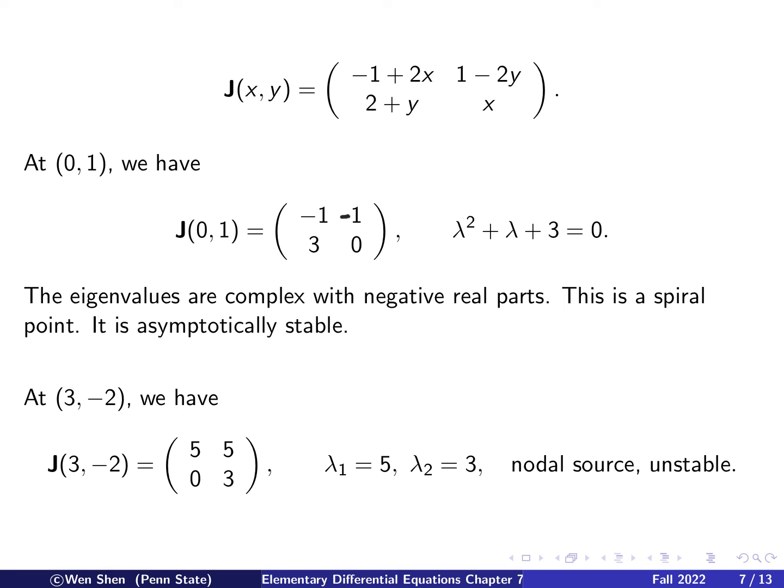Okay, finally the critical point number 4. That's 3, -2. So we're putting x to be 3, y to be -2, and this is what we get. And it's in a diagonal form, therefore the diagonals are the eigenvalues, so 5 and 3. They're both positive, which means nearby solutions will go away from the point. This is called a nodal source, and therefore it's unstable.